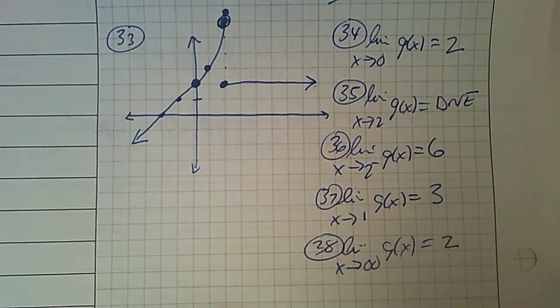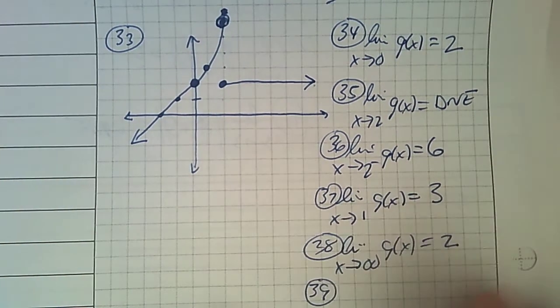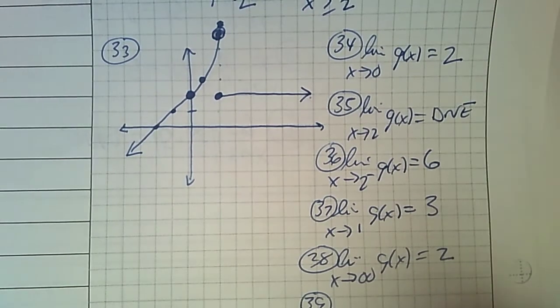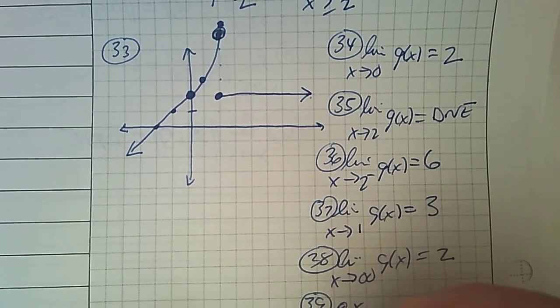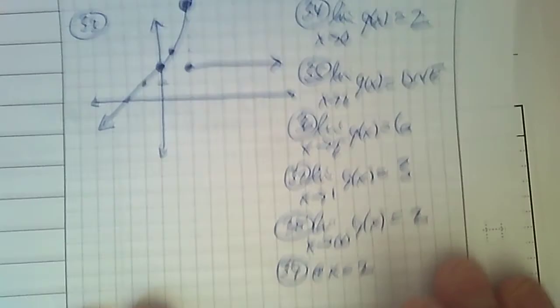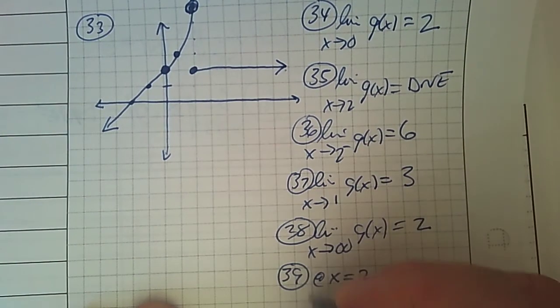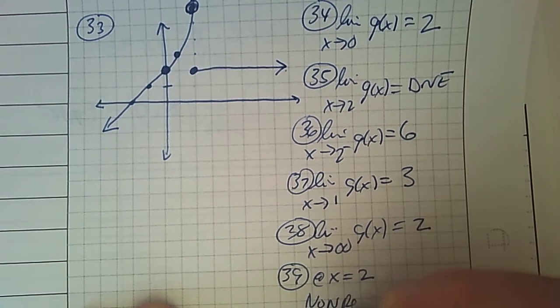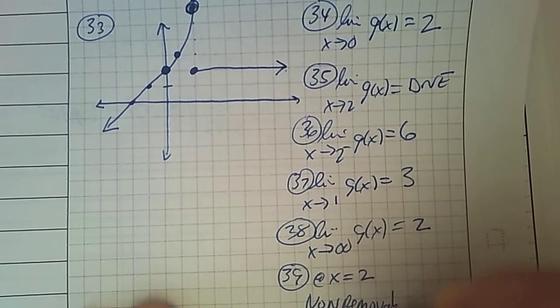What are the discontinuities? Well, for 39, there's only one discontinuity, and it's at x equals positive 2. It doesn't ask, but we're going to do it. Is it removable or non-removable? And the answer is it's non-removable. Why? Because the limit does not exist at 2.